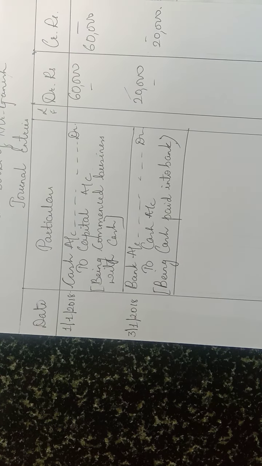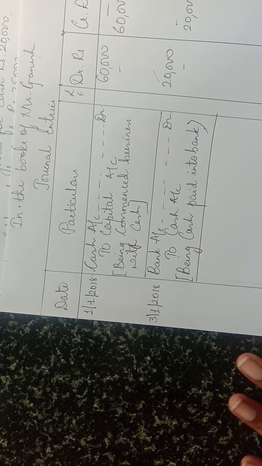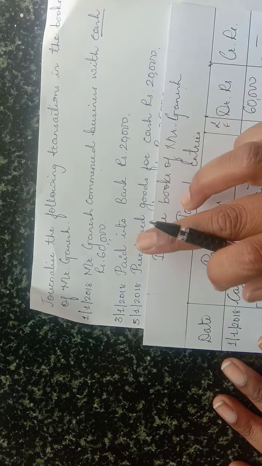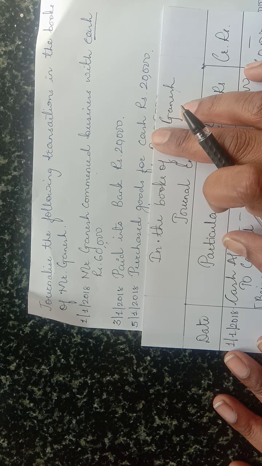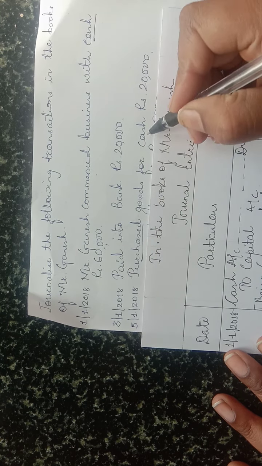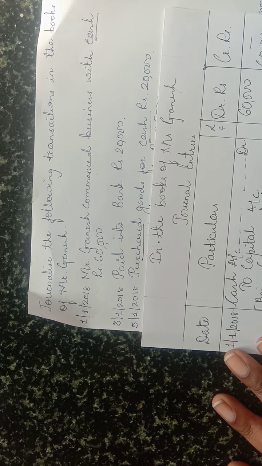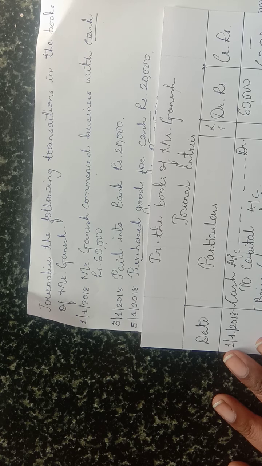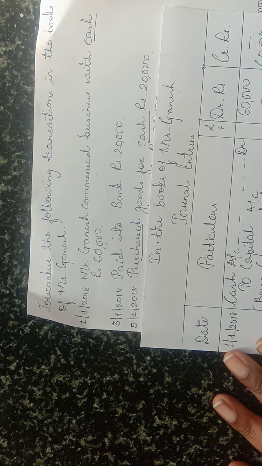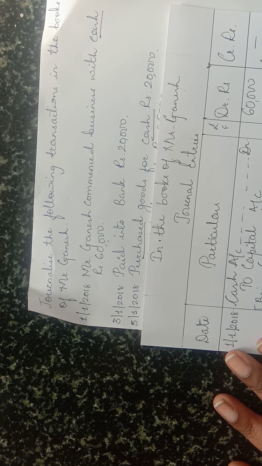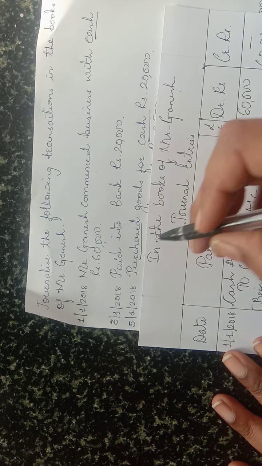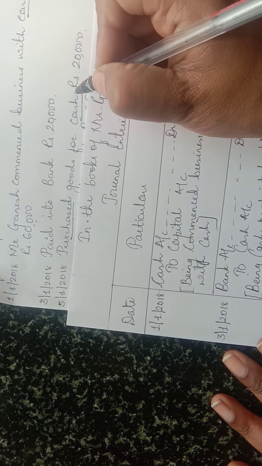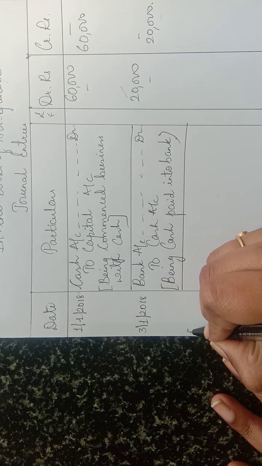Next transaction, see. Purchase goods for cash. So which are the two accounts? Purchase account and cash account. Purchase account is always debited, and here when you purchase the goods, cash is going out. Cash is going out means cash account is credited, right? So purchase account debit to cash account.